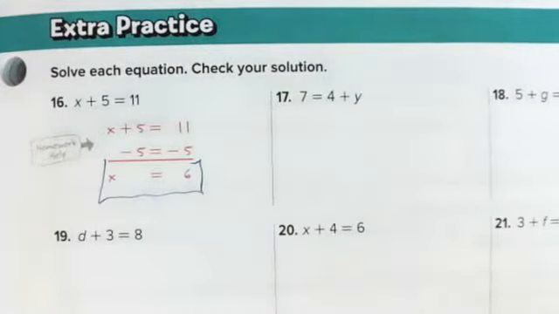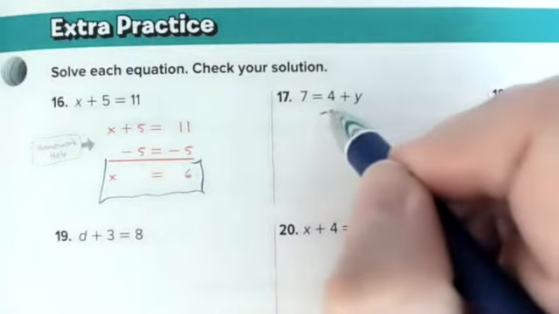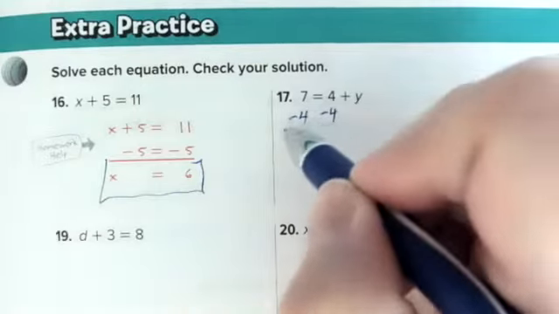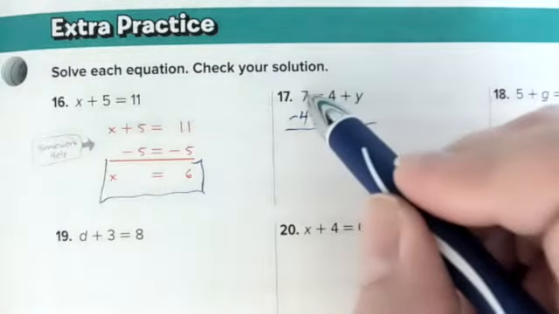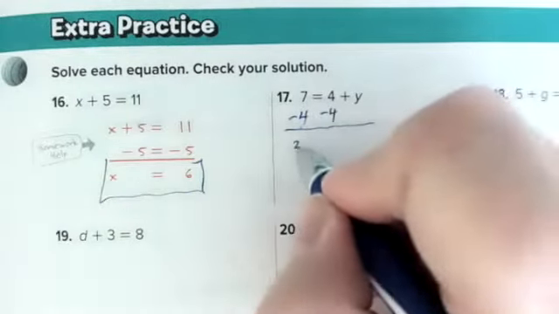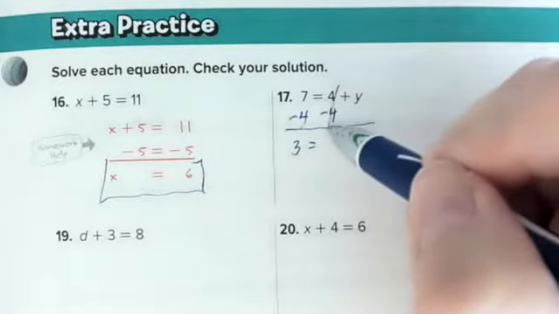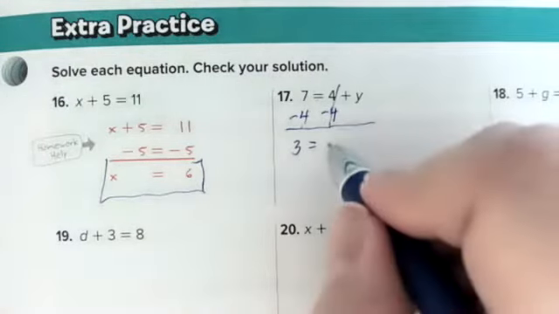Okay. Number 17, we have 7 equals 4 plus y. We're not interested in what 4 plus y equals. We want to know what y equals by itself. So we want to cancel out that 4. It's a positive 4, so we subtract 4. The subtraction property of equality tells us whatever we do to one side of the equal sign, we have to do to the other. So on the left-hand side, we have 7 minus 4, which is 3. Bring down the equal sign. 4 minus 4 is 0. So we can draw a slash through that because 0 plus y is just y.